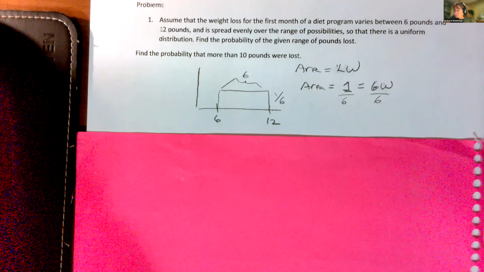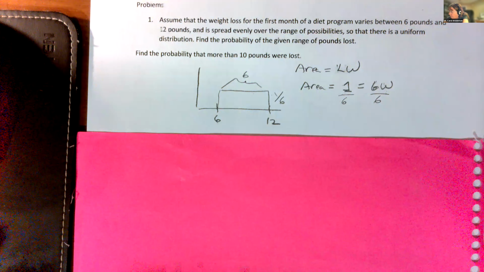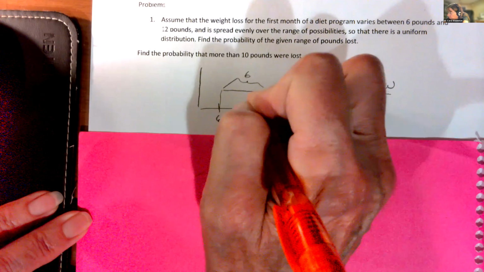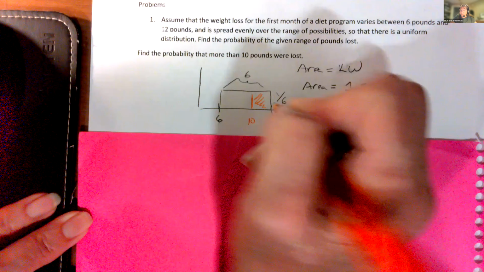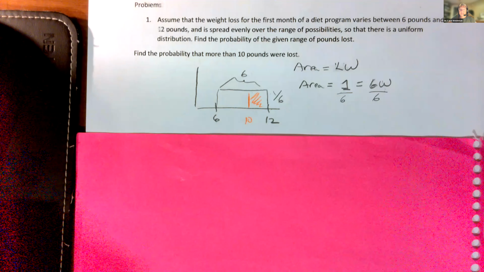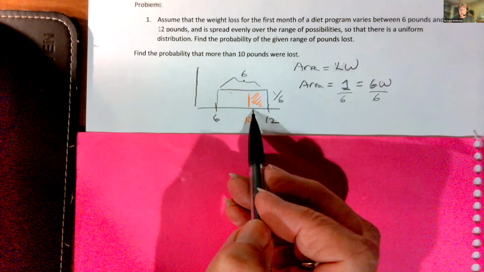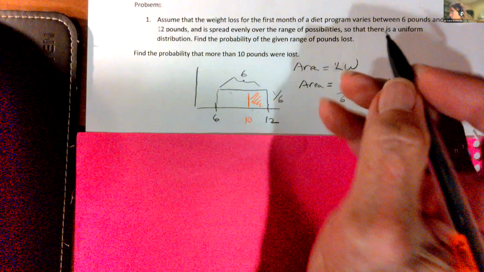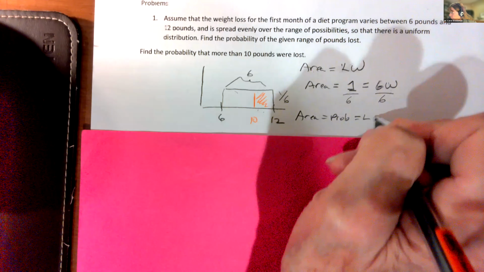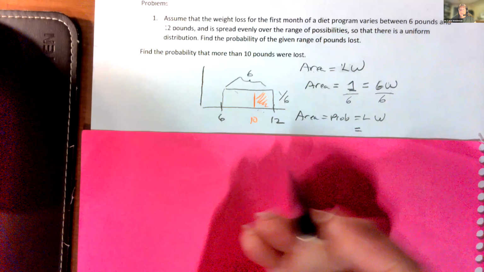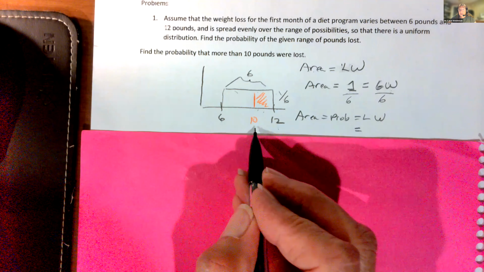Now we want to do, let me get a colored pen here. We want to find the probability that we lost on this diet more than 10 pounds. So I want to find this area right here. So it's a little tiny rectangle now. So how do I find the area of the probability? So area equals probability equals length times width. Okay, so how far is it from here to here? How many pounds? How far from 10 to 12?